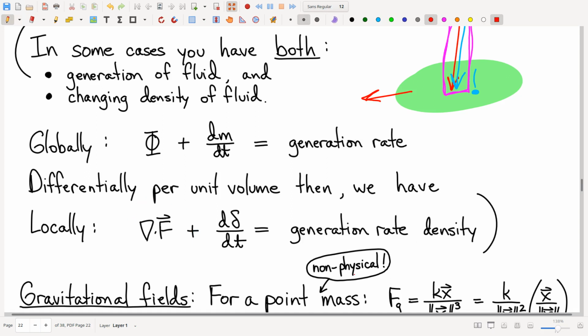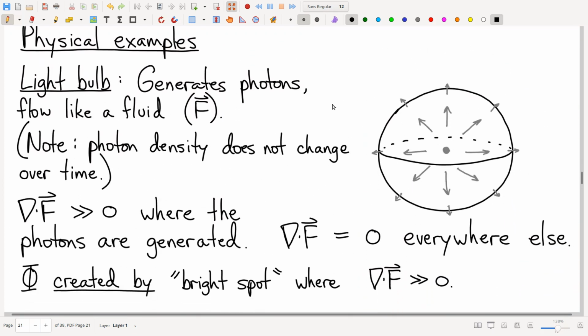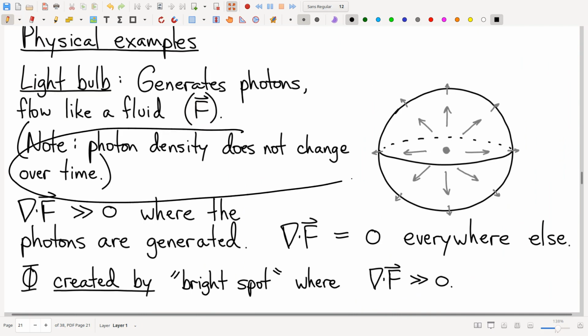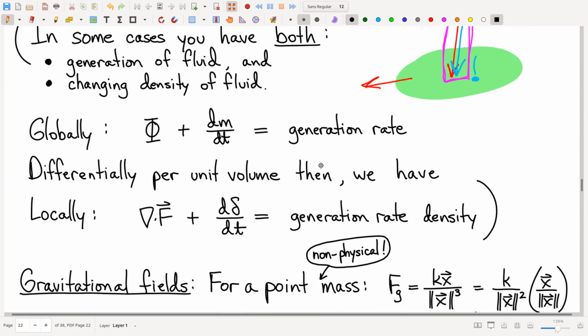On the other hand, let's suppose that I know that the fluid's being generated, but there is no change in density, kind of like in the light bulb example. So density is constant. If the density is constant, then these are zero.